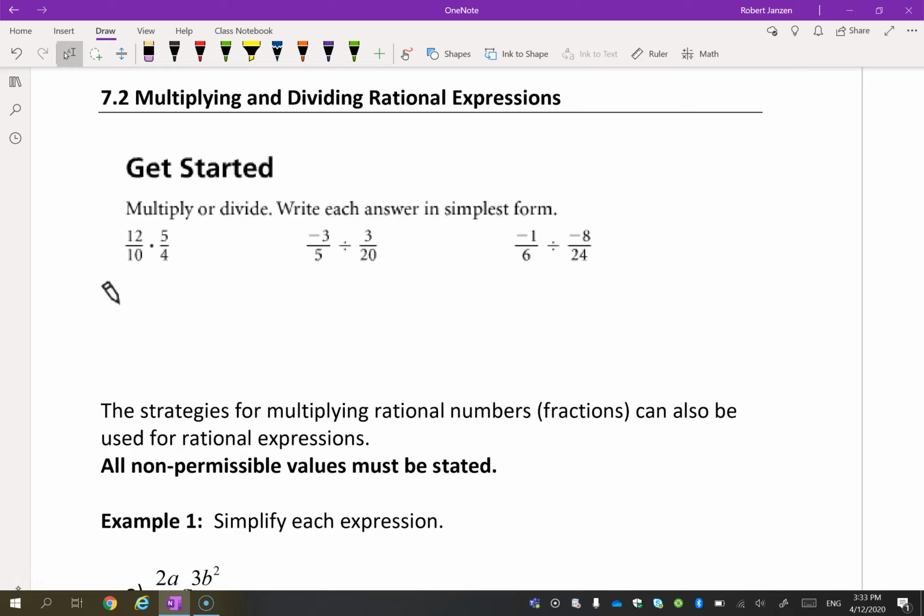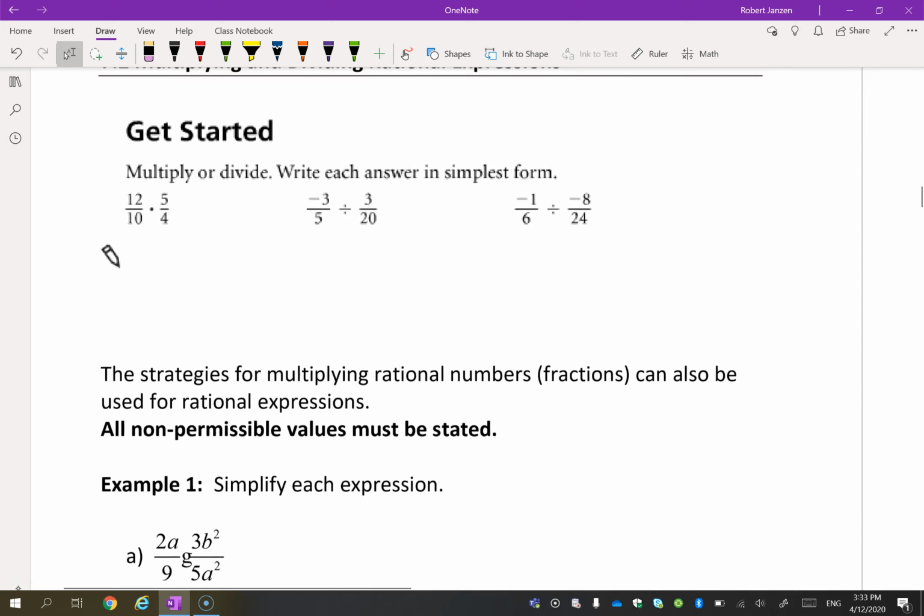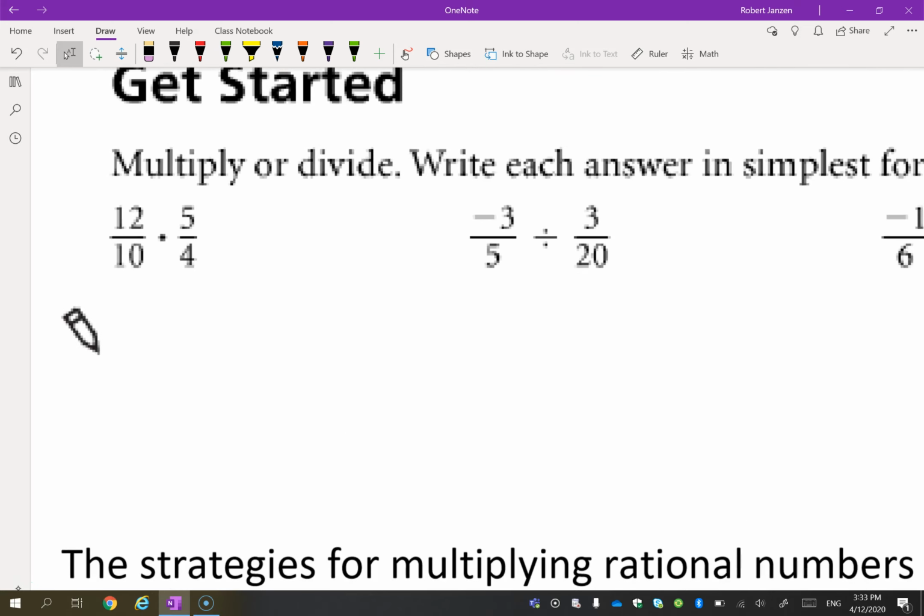Okay, along the same lines as we did last lesson, because what we did last lesson was simplify through multiplying and dividing rational expressions. This is going to be more of that type of question. Okay, so a quick refresher on how to multiply and divide fractions: you don't need common denominators when you multiply and divide. This is a common mistake.